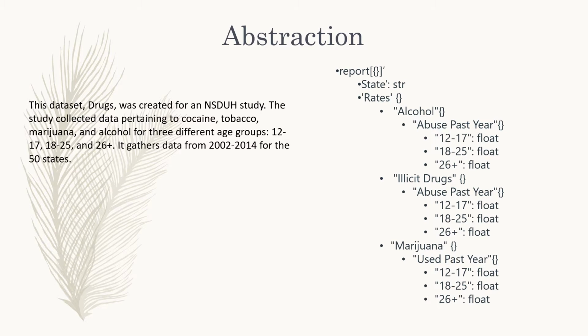The study collected data pertaining to cocaine, tobacco, marijuana, and alcohol for 3 different age groups: 12 to 17-year-olds, 18 to 25-year-olds, and 26-year-olds and older. It gathers data from 2002 to 2014 for the 50 states. To the right, we can see the structure of the data. There was a lot more information in the dataset, but I just included the structure of the data that I'm using.